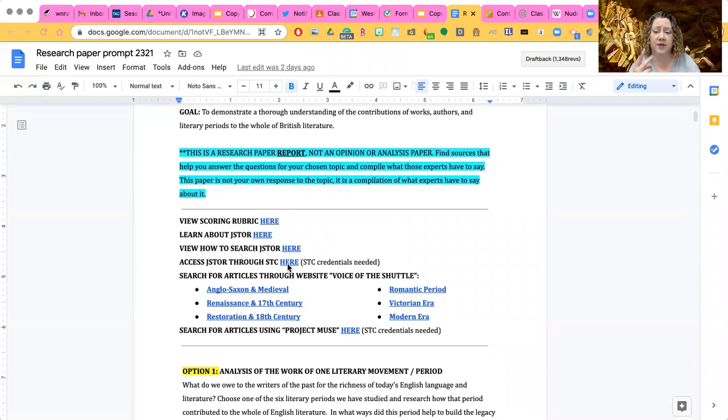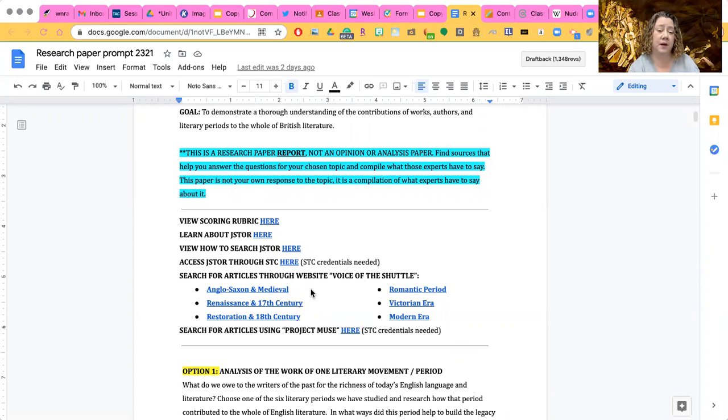One is JSTOR, and you have to have 3 JSTOR articles out of the 5. They could all be JSTOR articles, but at least 3 of them need to be JSTOR because we have to prove to the English department at STC that you know how to use JSTOR. But you can also use Voice of the Shuttle, depending on what period you're working from.